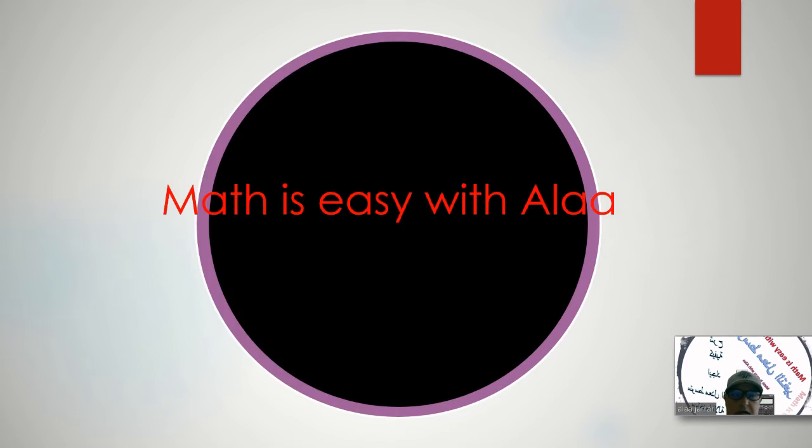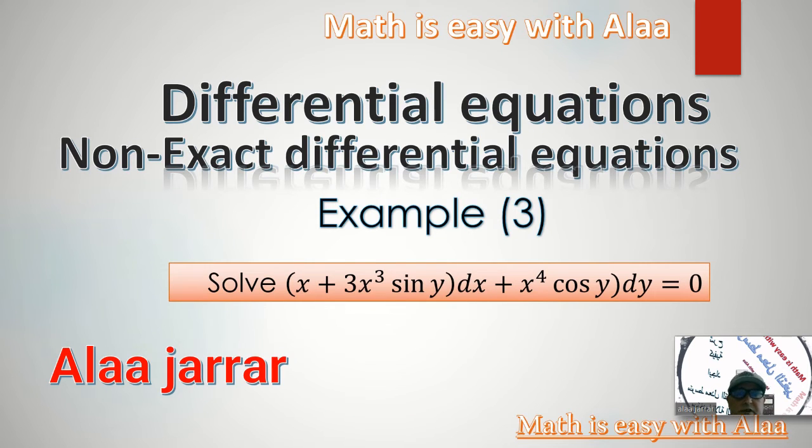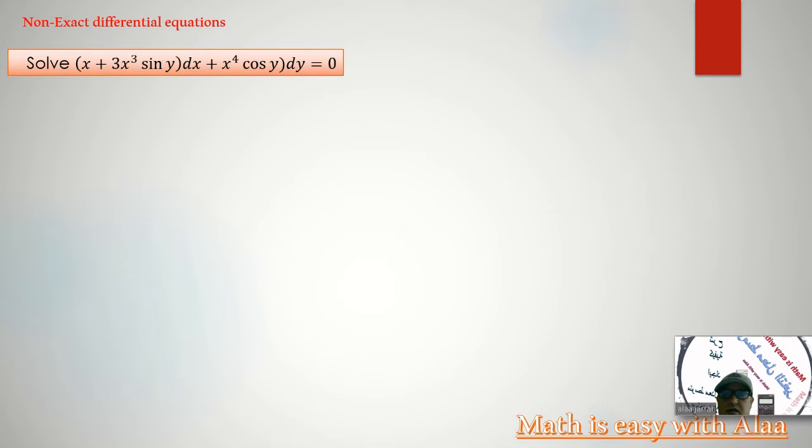Today we will discuss example 3 from differential equations, non-exact differential equations. Our question today is: solve (x + 3x³ sin y) dx + x⁴ cos y dy. How can we solve this question? First of all, we know that x + 3x³ sin y is M(x,y), and this is N(x,y).